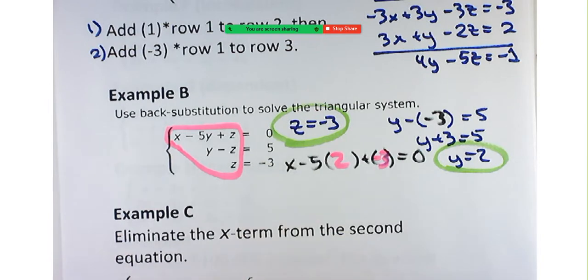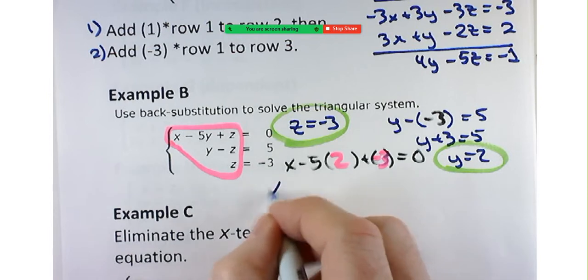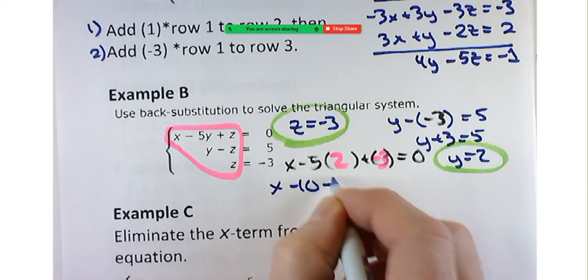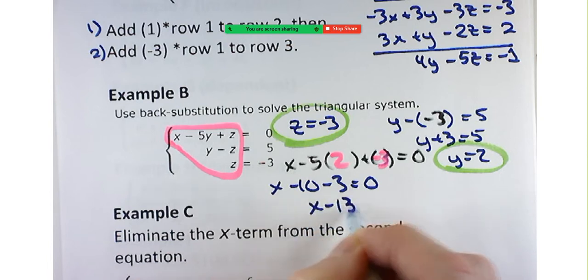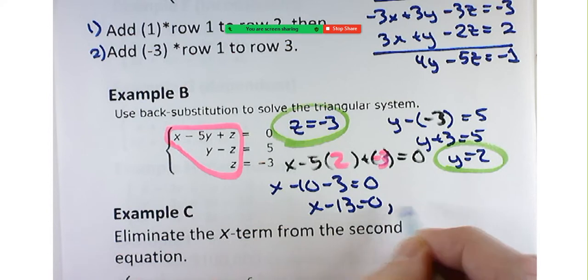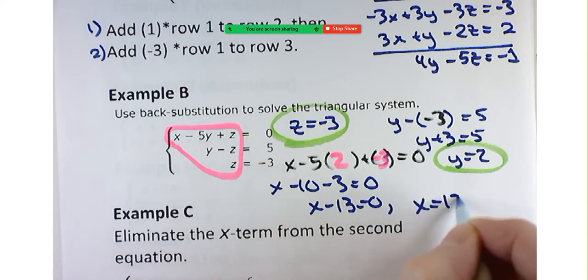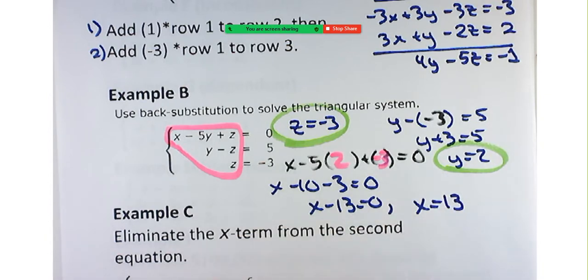And let's see how that works out. That's going to be x minus 10 minus 3 equals 0. So x minus 13 equals 0. Or in other words, x equals 13. Yay!